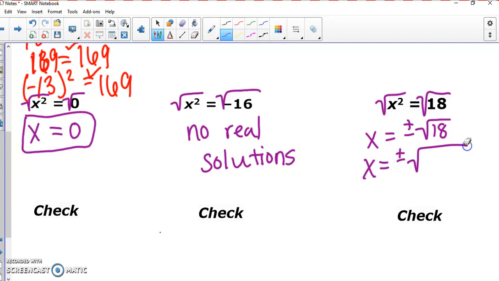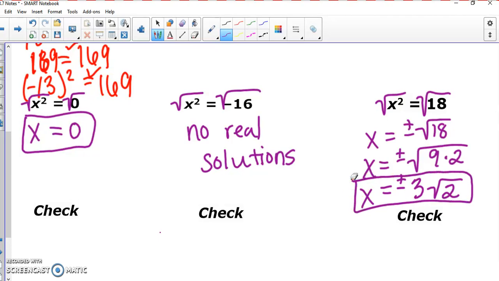So I'm going to rewrite that. What are my perfect square factors of 18? Hopefully 9 comes to mind. So 9 times 2, same as 18. And then I'm going to just finish by taking the square root of 9, which is 3. So 3 comes outside the radical, and then I'm going to leave my square root of 2 on the inside. So here would be my final answer then.